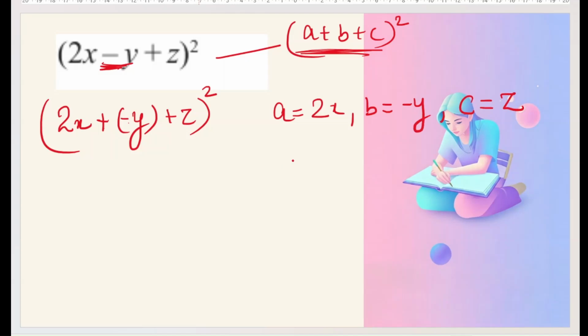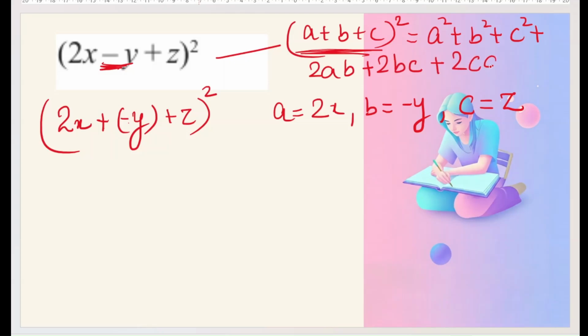So now I'll be using this identity (a + b + c) whole square, which is equals to first term square, then second term square, plus third term square, plus 2 multiplied by first term into second term, plus 2 multiplied by second term into third term, plus 2 multiplied by third term into first term. That's it. Same identity, wherever you have negative sign, you just write it in the form plus minus.